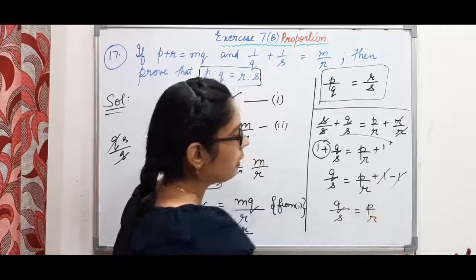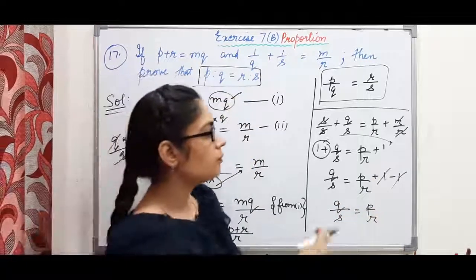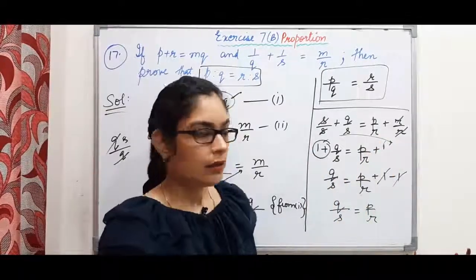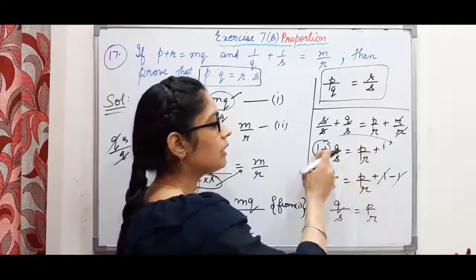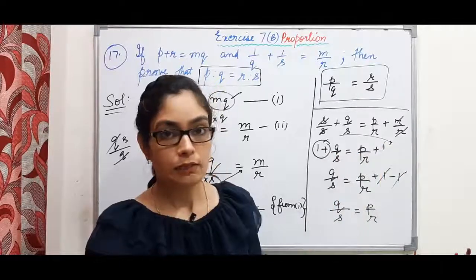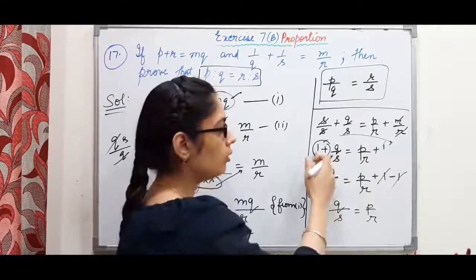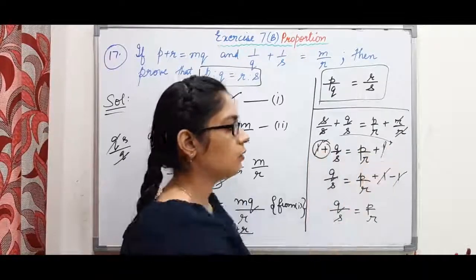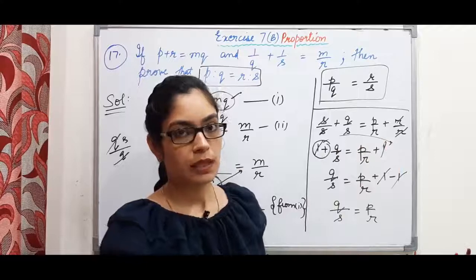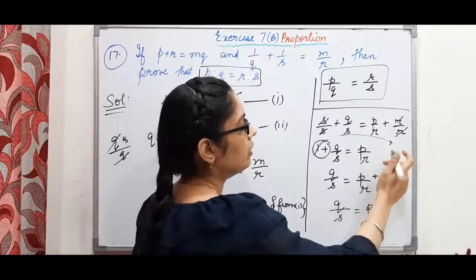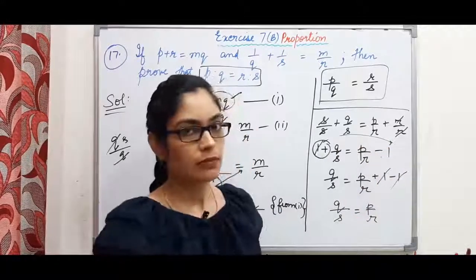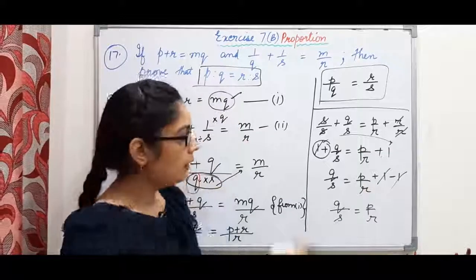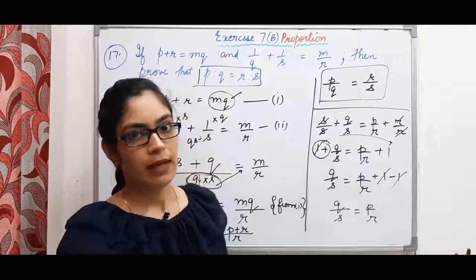Plus 1 and minus 1 get cancelled, so I get Q by S is equals to P by R. One thing you can always remember: I shifted it directly, but you can also cancel. When in an equation two same numbers with the same signs are on opposite sides, they get cancelled directly. Their signs should also be the same. If the signs are different, if one is plus 1 and the other is minus 1, then they will not get cancelled. But if the sign is the same, then directly you cancel.